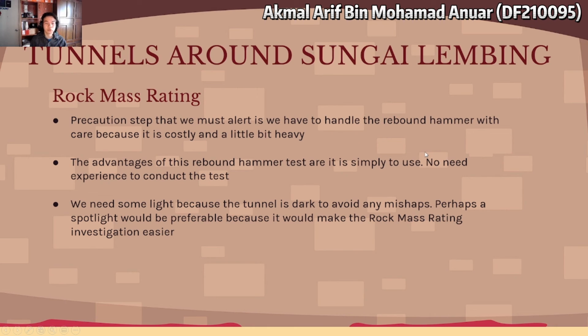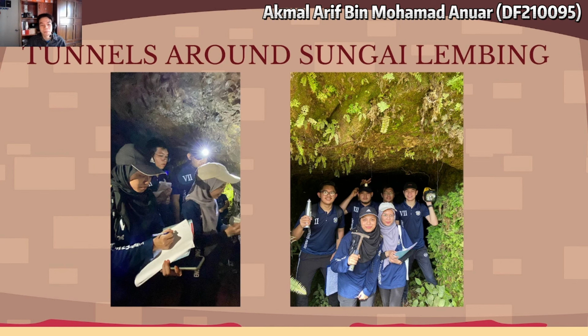So we have to take some precautions. We must be alert that we have to handle the rebound hammer with care because it is costly and a little bit heavy. The advantage of the rebound hammer test is that it is simple to use. And we need some light because the tunnel is very dark, to avoid any mishap. Perhaps a spotlight would be preferable because it would make the rock mass rating investigation easier. So this is us doing the RMR test in the tunnel. As you can see, we use the headlamp, and this is the rebound hammer.